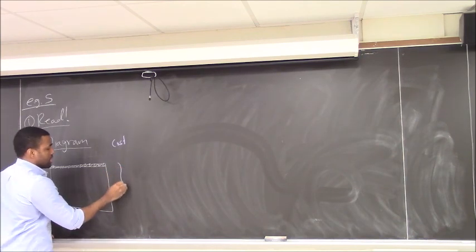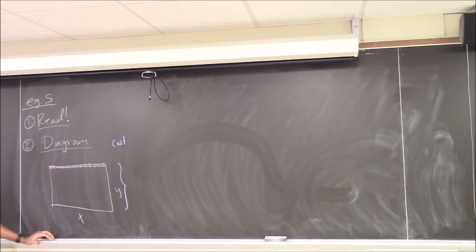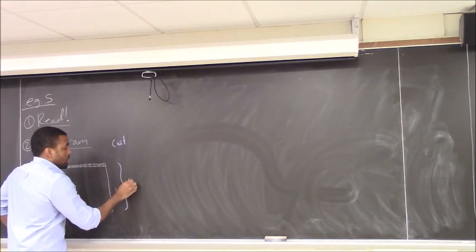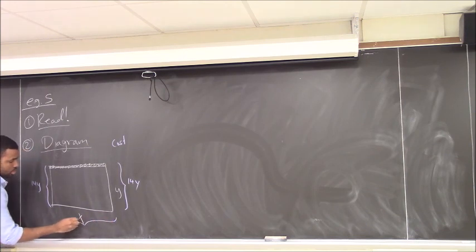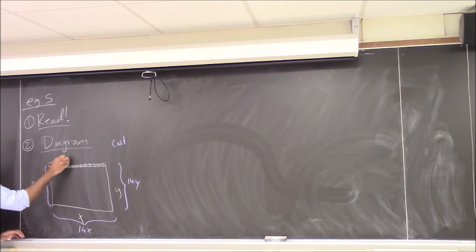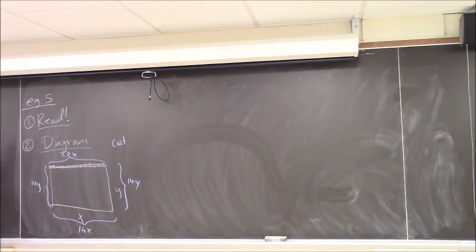What is the cost of this side? 14 times y. It's $14 per running foot, so y feet will cost 14y. Similarly, this side is going to be 14y. Again, this side is $14 per running foot, so the total cost here is 14x. What about this side? 28x. On the wall side, it's $28 per running foot, so that's going to be the cost of that side. So that's my cost.